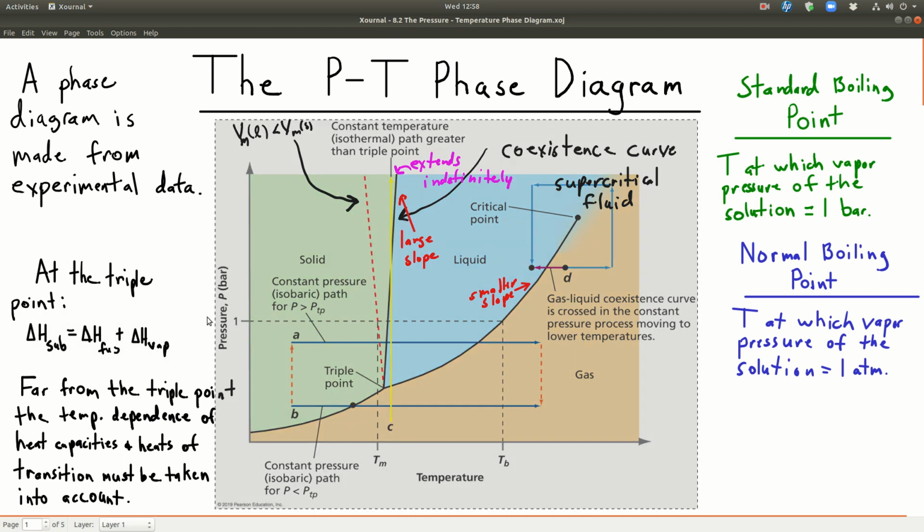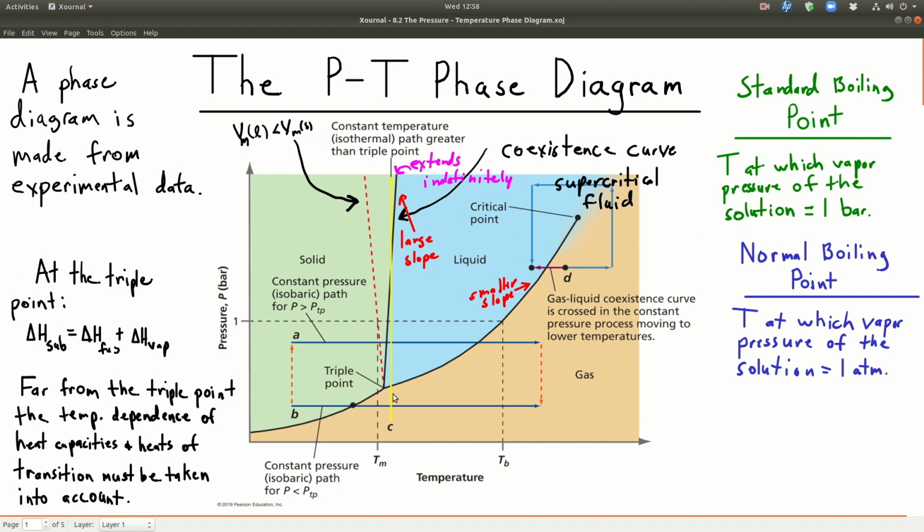But as you get farther and farther away from the triple point, you have to take into account the temperature dependence of the heat capacity of the different substances, as well as the temperature dependence of the heat of transition, heat of fusion, heat of vaporization. And so this is not true as we get farther and farther from the triple point.